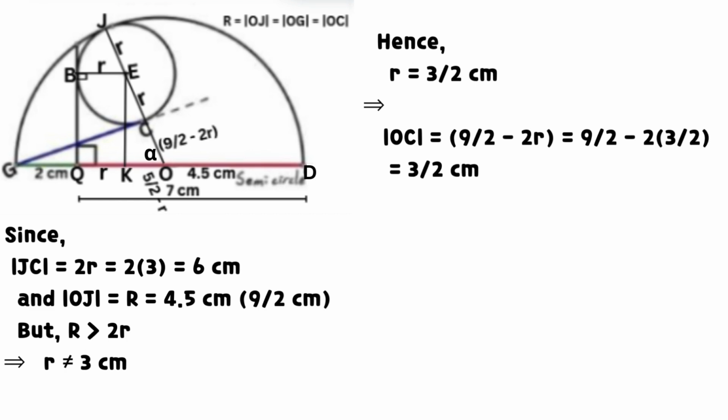It signifies that line OC equals half of 9 minus 2 times r, which equals half of 9 minus 2 times half of 3. The result simplifies to half of 3 centimeters.